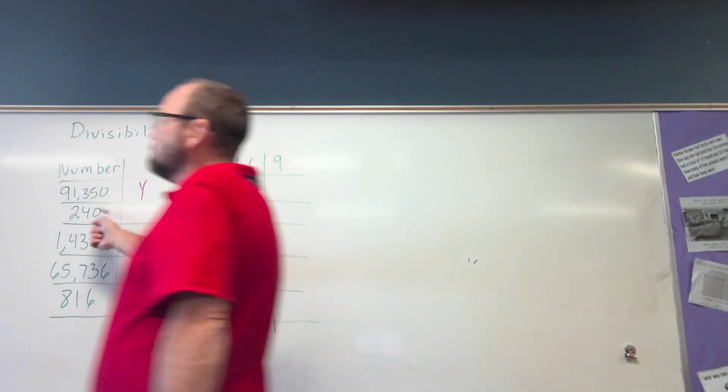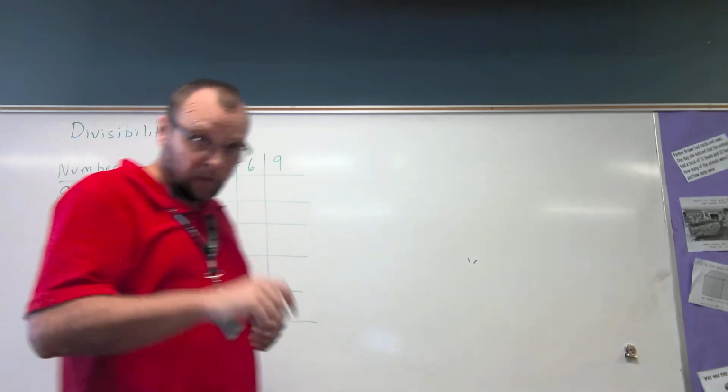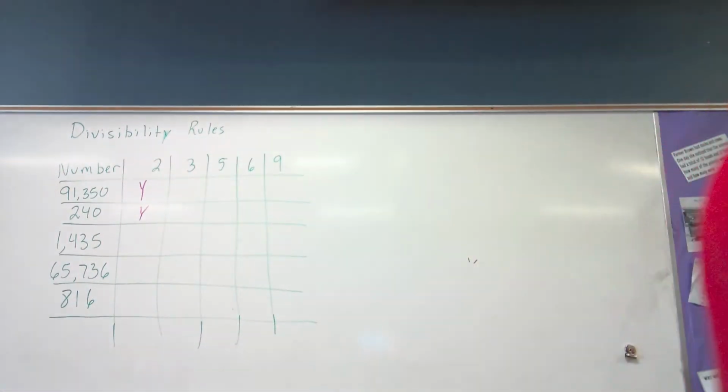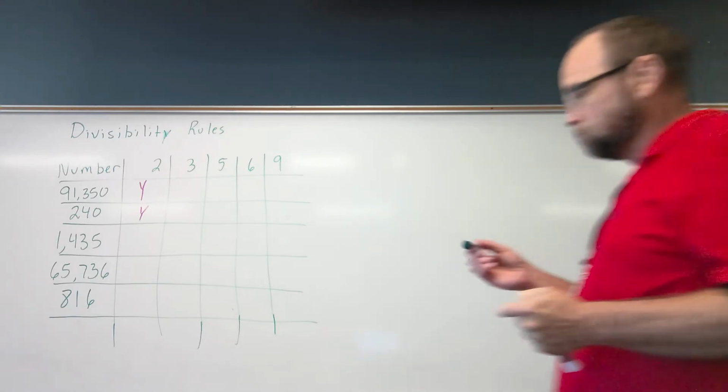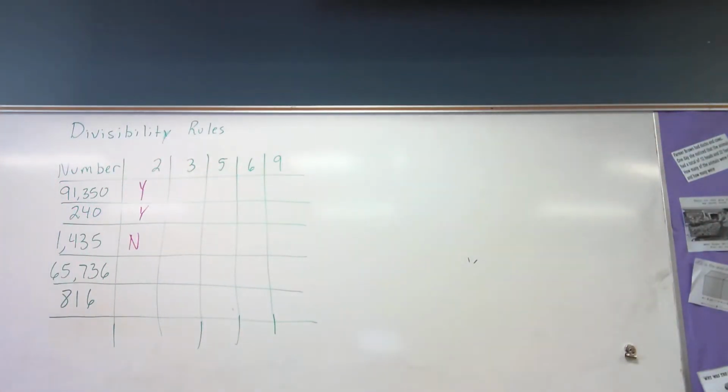Sarah, the number 240, is it divisible by 2? Yes. Why? Because it's an even number. It's an even number because it has a 0 in the ones place. Jalen, 1,435. No. Why not? Because it's not even in the ones place. Good. It does not have an even number in the ones place. 5 is an odd number.